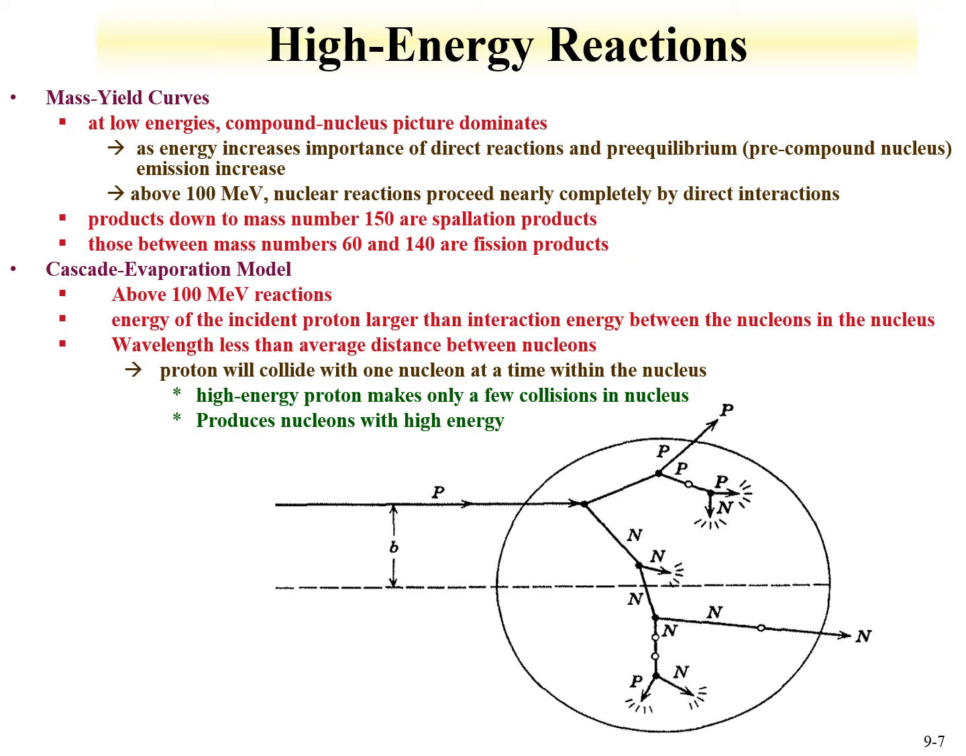You can imagine that these neutron emissions are fundamentally routes for de-excitation of the excited product nucleus, where each neutron emission is responsible for dissipating between 5 and 10 MeV of energy. The model for this is a cascade evaporation model, usually for reactions above 100 MeV. The protons will collide with one nucleon at a time within the nucleus. These high energy protons make only a few collisions in the nucleus, and they produce nucleons with high energy.